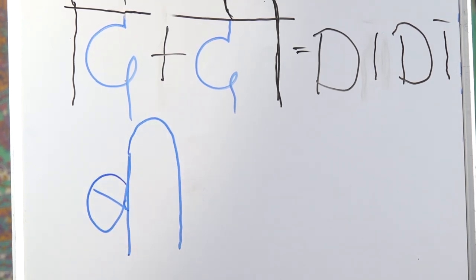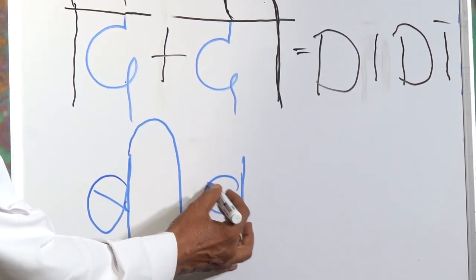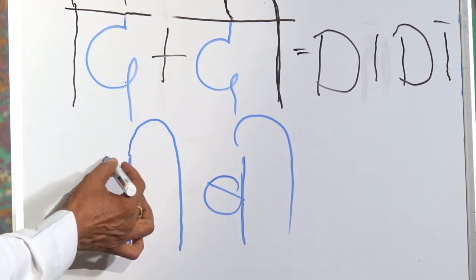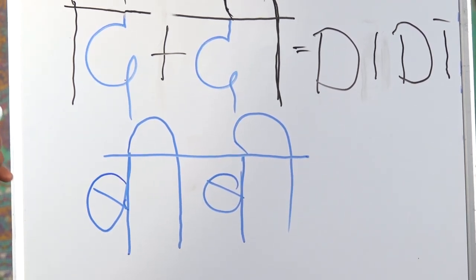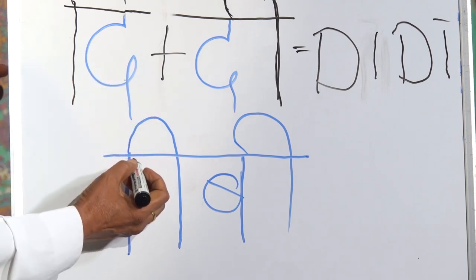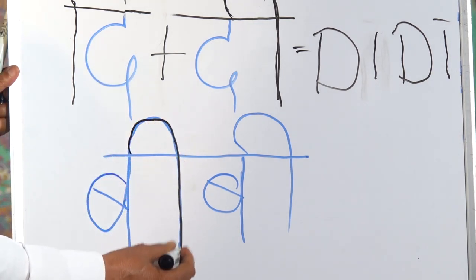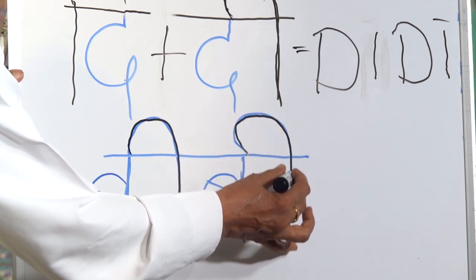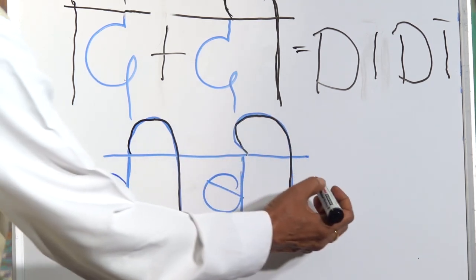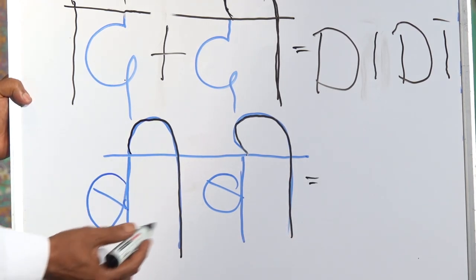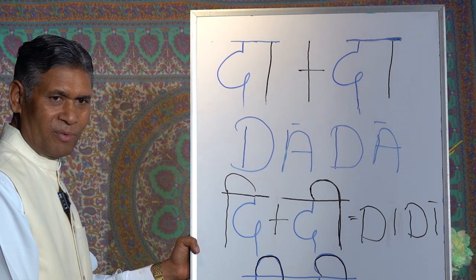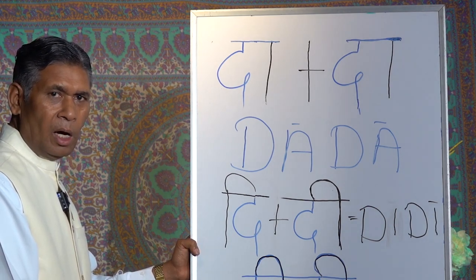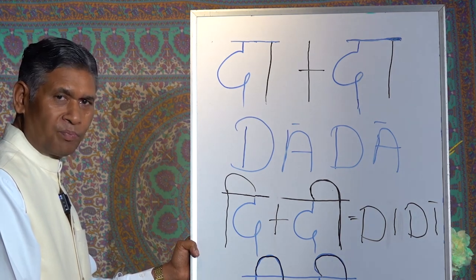If you will write letter ba, and then longer e, ba plus longer e, this is the significance for the longer e. What is this? Ba plus longer e, bi. Bi is wife. But it is according to Urdu.